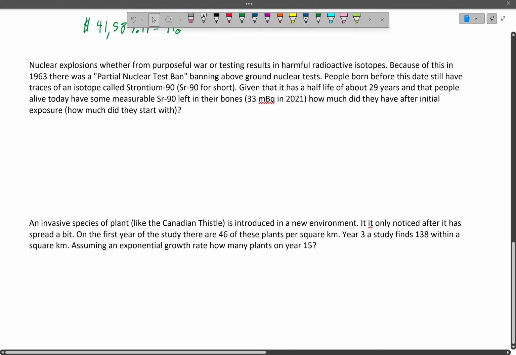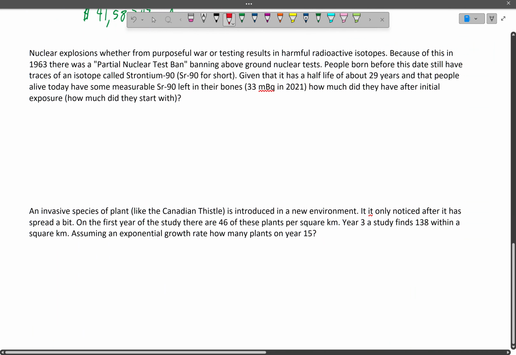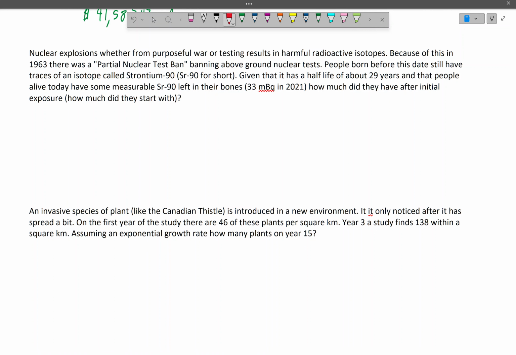Okay, let's take a look at another question. Nuclear explosions, whether from purposeful war or testing, resulted in harmful radioactive isotopes. So in 1963, there was a partial nuclear test ban, banning above-ground nuclear tests. People born before this date still have traces of an isotope called strontium-90, Sr-90 for short, given that it has a half-life of about 29 years, and that some people alive today still have measurable strontium-90 left in their bones.